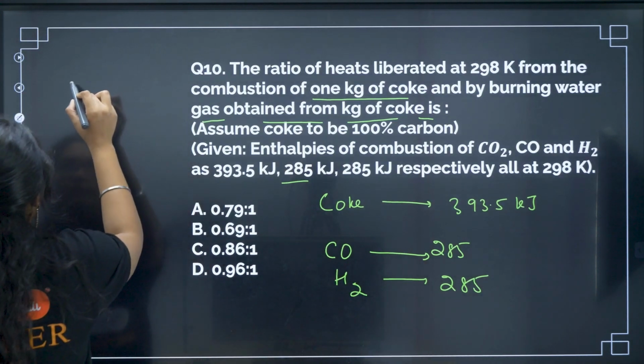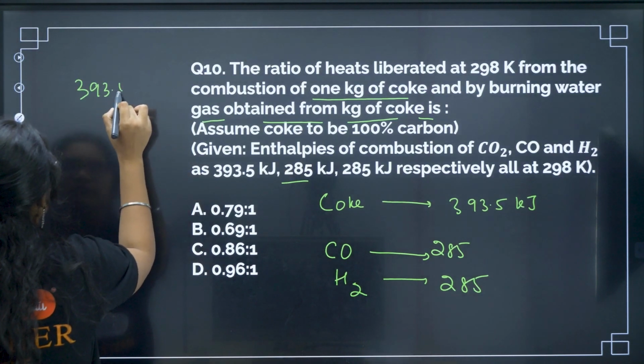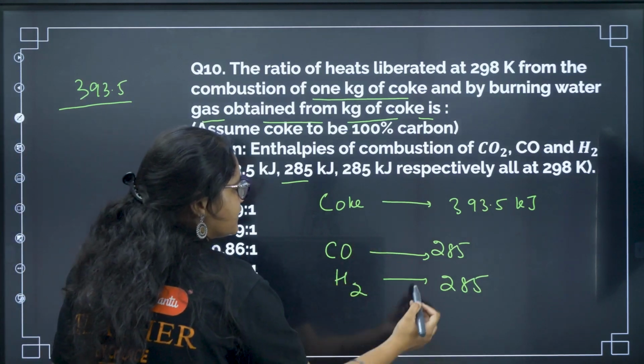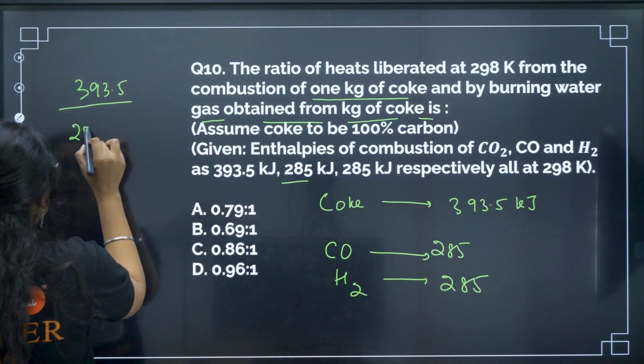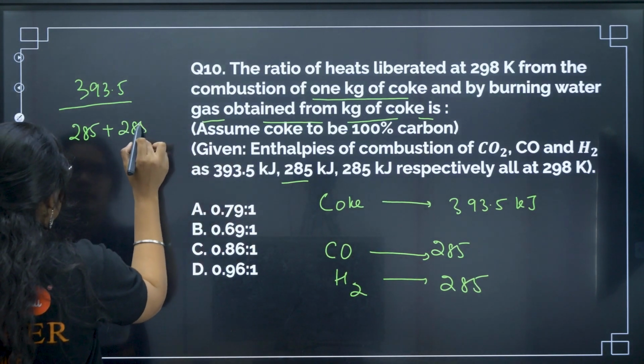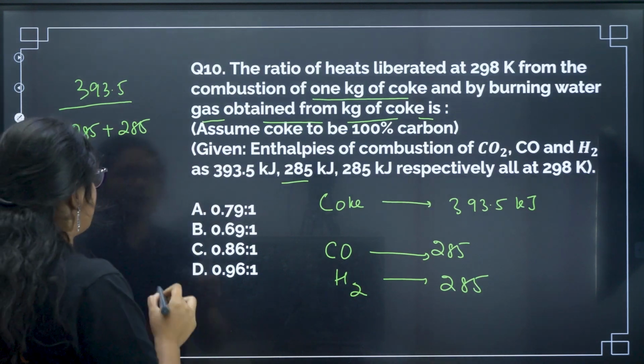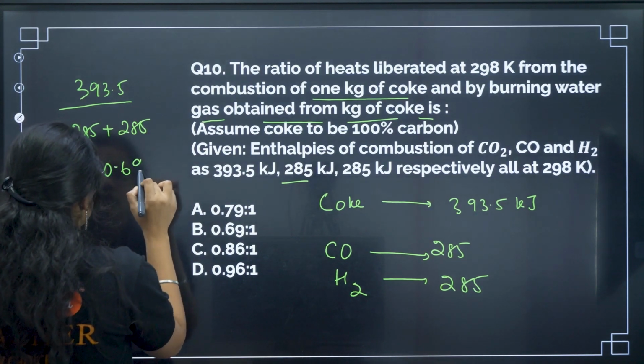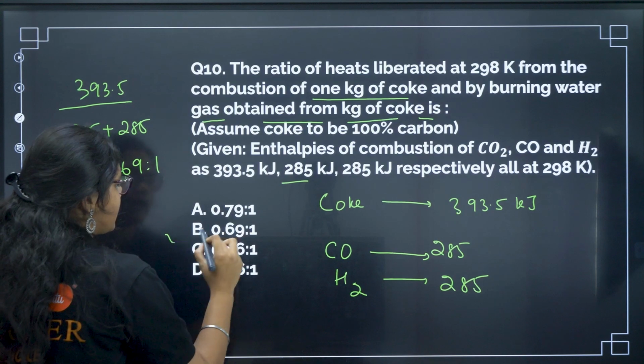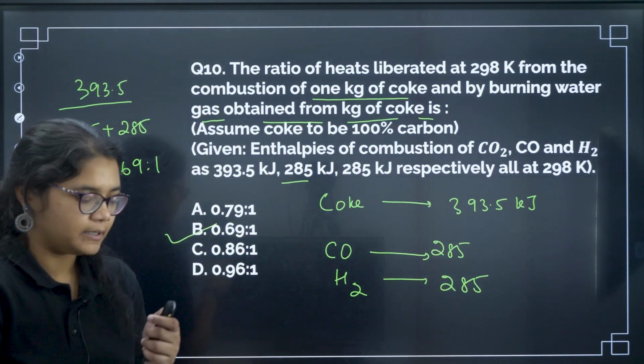So the ratio will be 393.5 divided by the total energy released here, that is 285 plus 285. Okay. So if you solve this, the answer will be around 0.69 to 1. So the correct answer for this question is option number B.